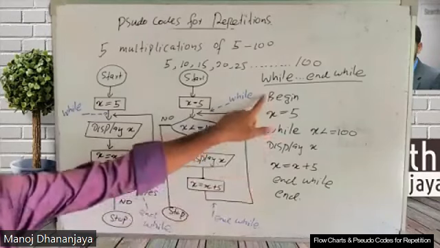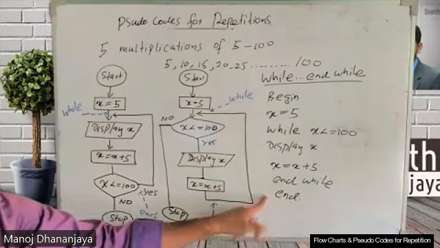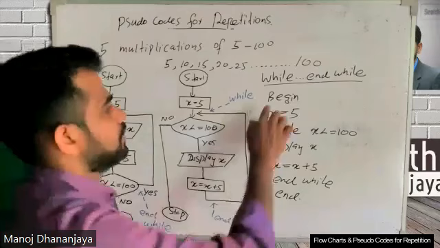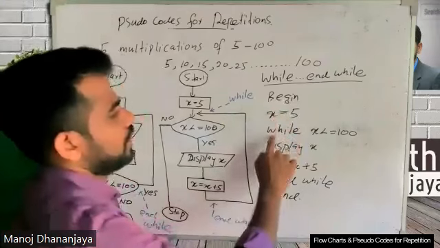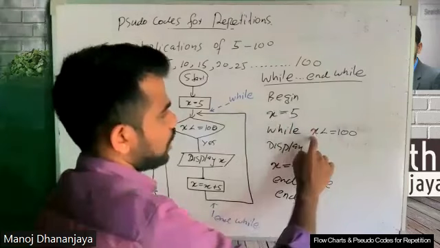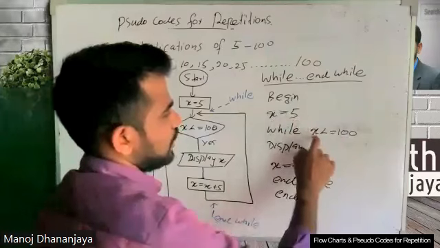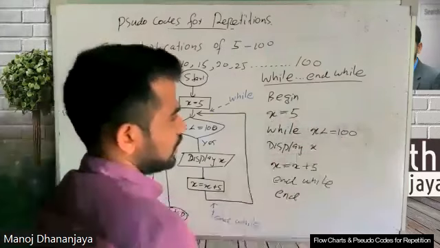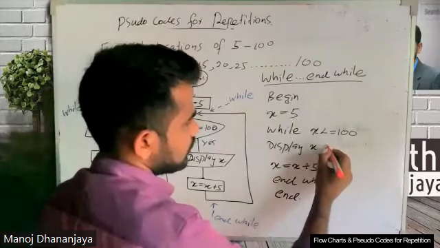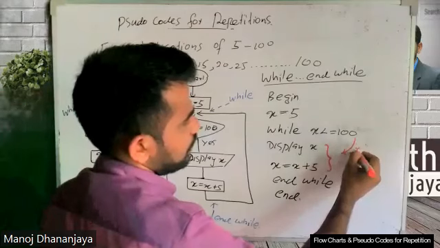Now, we'll look at only the pseudocode. By looking at the pseudocode, we'll identify how it is running. Here there's a term begin x equal 5 while x less than or equal 100. Here while means the question is, is 5 less than or equal 100? Because x is 5, no? Is 5 less than or equal 100? Yes. For this question, if the answer is yes, these two steps should be performed.